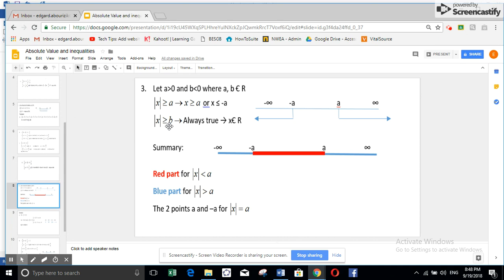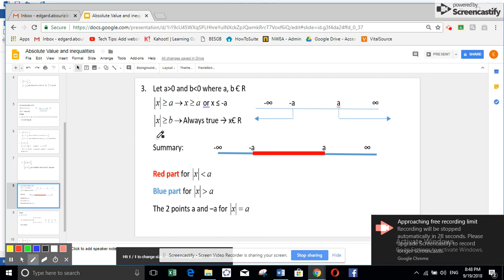And absolute value bigger or equal to b, and b is negative. You all know positive is always bigger than negative. So time is up since we're reaching 10 minutes. So I'm going to do part 2 where I'm going to re-explain this third step.